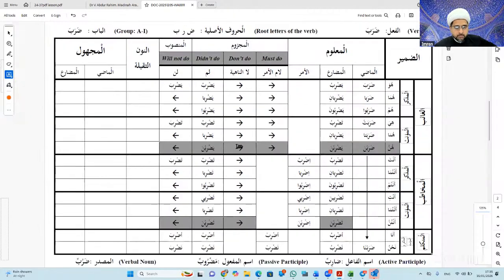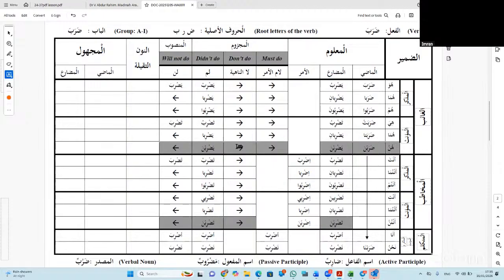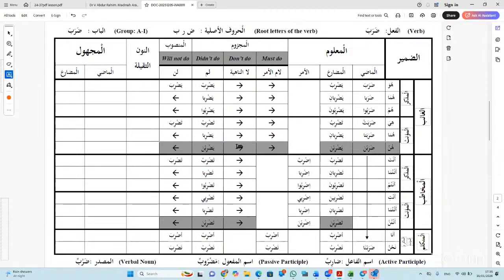Lam yadrib. He did not hit. So it's going to be yadriba. Sorry, lam yadriba. They both did not hit. Lam yadribu. They all did not hit. Then it's going to be lam tadrib. She did not hit. Lam tadriba. They both did not hit. Lam yadribna. They all women did not hit.